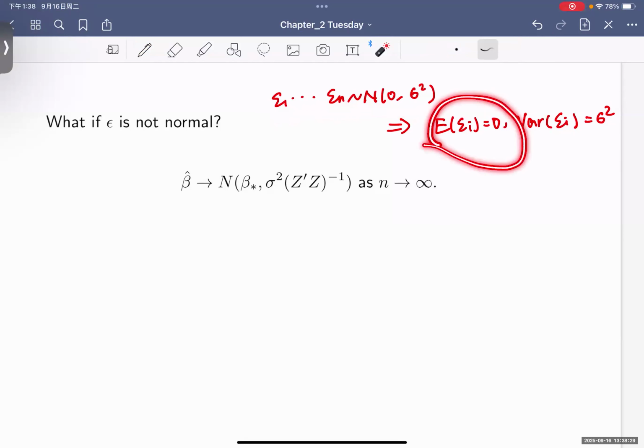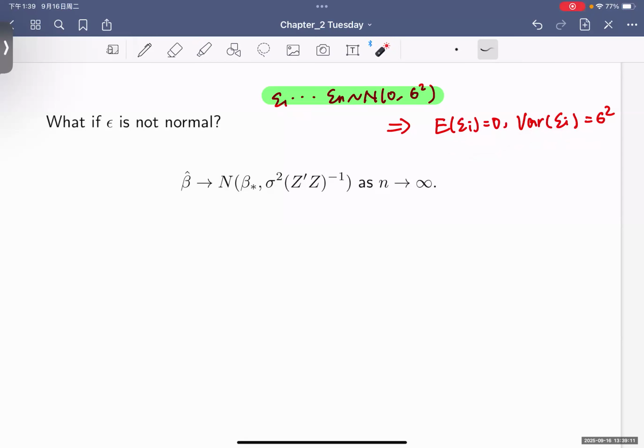Once we relax the assumption, we only require the noise to have mean 0 and variance sigma square. So it is no longer a normal. A normal tells you what the probability is, but here you don't know, and it's not necessary to know. I hope you can catch up. So what is the density function of this epsilon? Here we no longer require the density function of the epsilon. It could be any other arbitrary distribution.